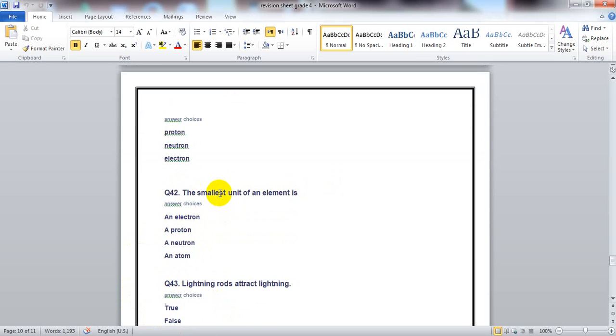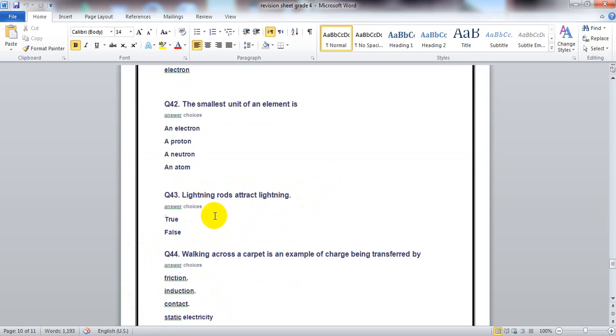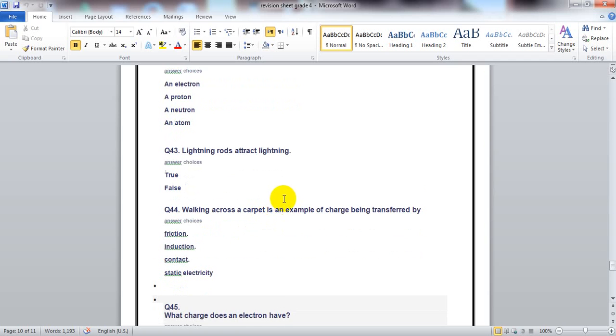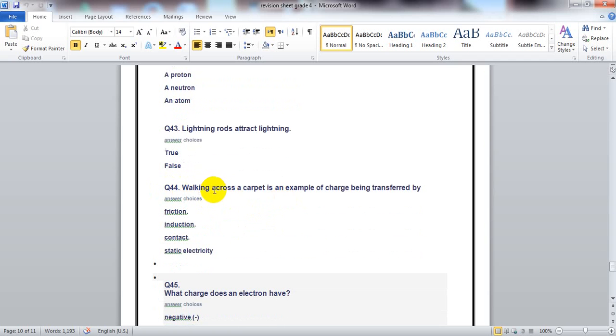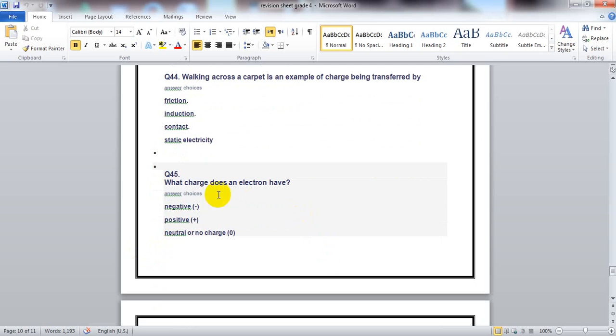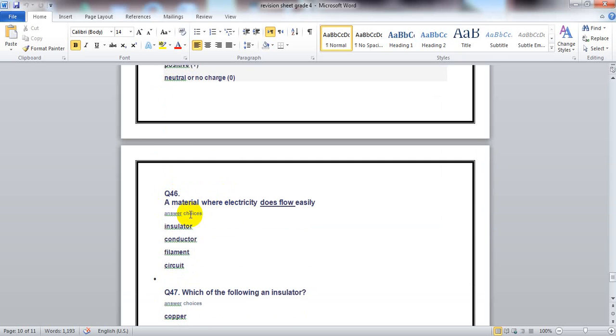Question number 42. The smallest unit of an element is an atom. 43. Lightning rods attract lightning. Yes, it's true. 44. Walking across a carpet is an example of a charge being transferred by static electricity. 45. What charge does the electron have? The electron that rotates around the nucleus has a negative charge.